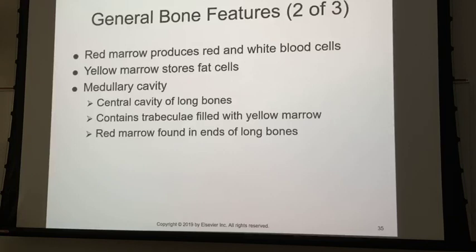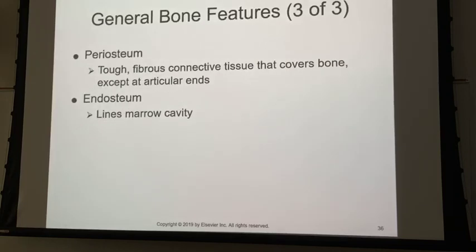So you get trabecular markings, and again, your red marrow is found in the ends of the long bones and also in the flat bones. So you've got, again, kind of like your pleura, a double lining in your bone. You've got a periosteum, which is the outer cover, and then you've got an endosteum, which lines the medullary canal. It's on the inside.